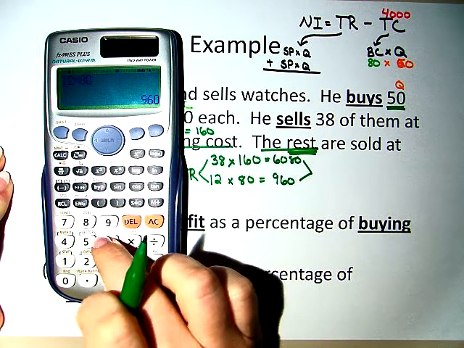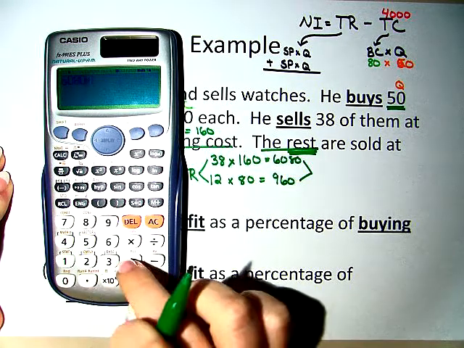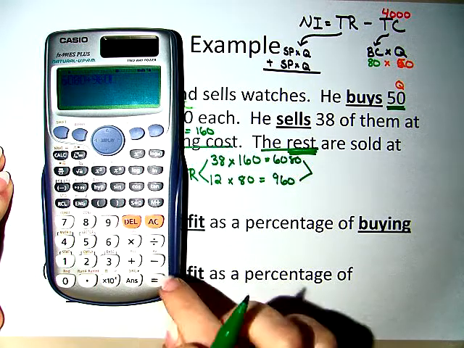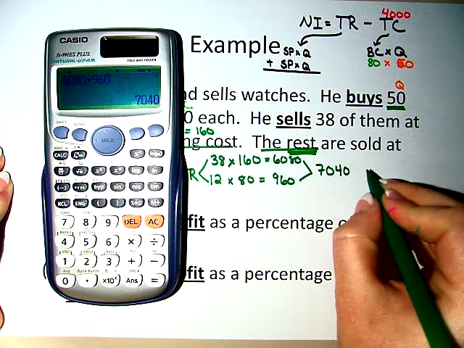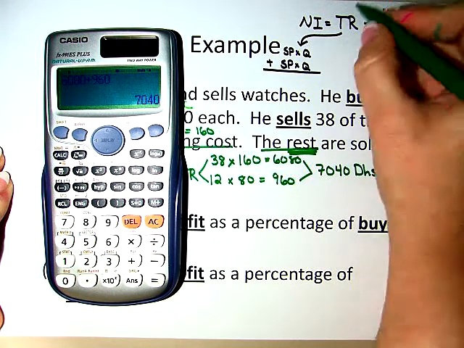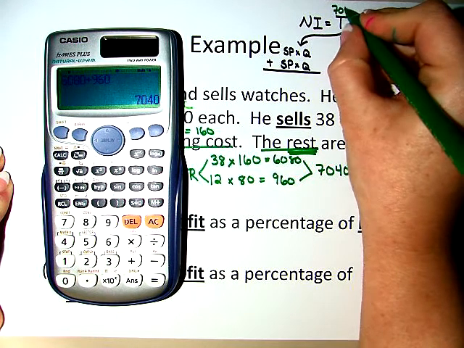So 6,080 plus 960 gives me a total revenue of 7,040 dirhams. So I'm going to write that up here. 7,040.